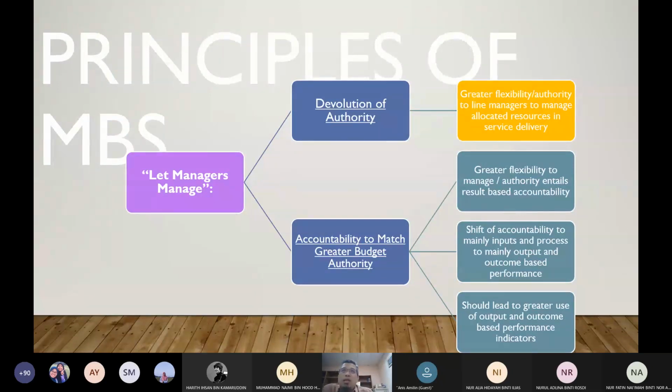And of course, the output. I think output is quite easy. Maybe they will say the number of roadblocks and others. Sometimes it's not easy for the government, because they are enforcement groups, to tell the difference between whether it is output or process performance measures. But nevertheless, they should support the results. That is the idea: this principle of MBS should lead to greater use of output and outcome-based performance indicators.